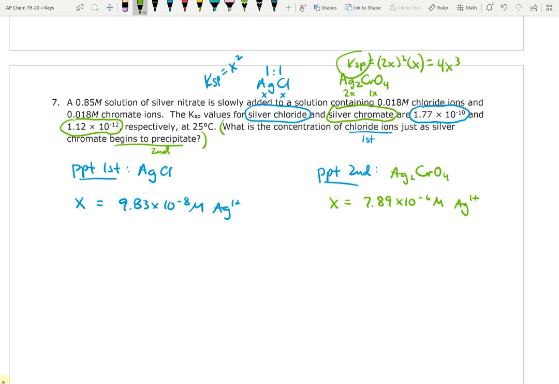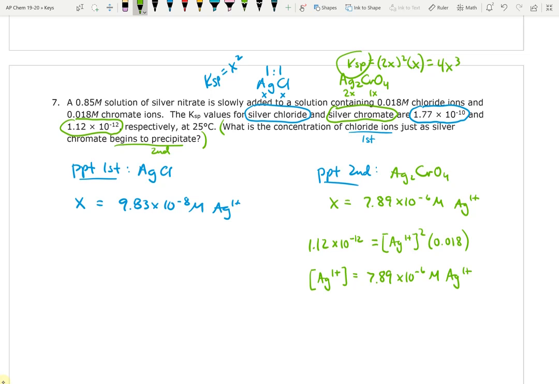So we're going to start actually with the second one. And our Ksp value for that second one, given at 1.12 times 10 to the negative 12, is going to be equal to silver concentration squared. That's what we're trying to find. And then chromate concentration, given in the problem, at 0.018. How much silver will it take to get that silver chromate to precipitate? Do the math, do the algebra. Feel free to pause me if you like. And you'll find out hopefully that the silver concentration will be 7.89 times 10 to the negative 6 moles per liter, to cause silver chromate to precipitate second, later.